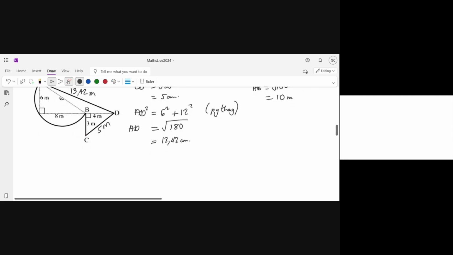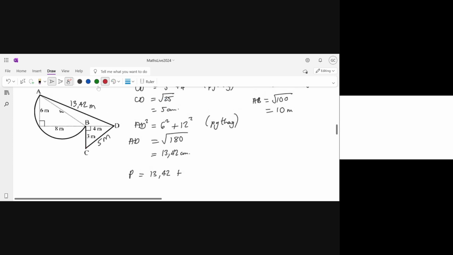So I'm going to go perimeter equals. I know I've got 13,42 meters plus, now I'm going around the shape, remember. Let me just move down a little bit. So I've got 13,42 meters. Plus, and there's a reason why I'm not converting to centimeters just yet. I can do that at the very end. 13,42 plus, let's keep going. That is going to be plus 5 plus 3.